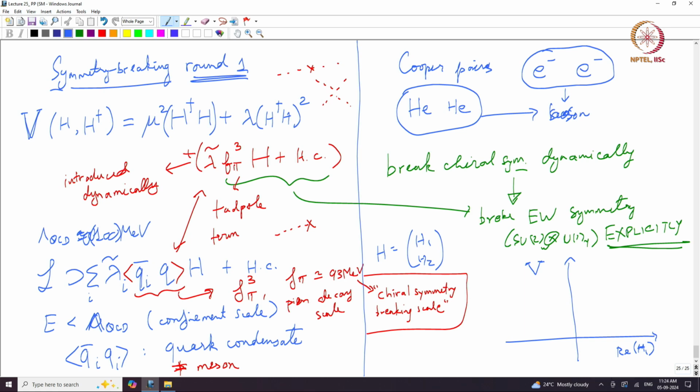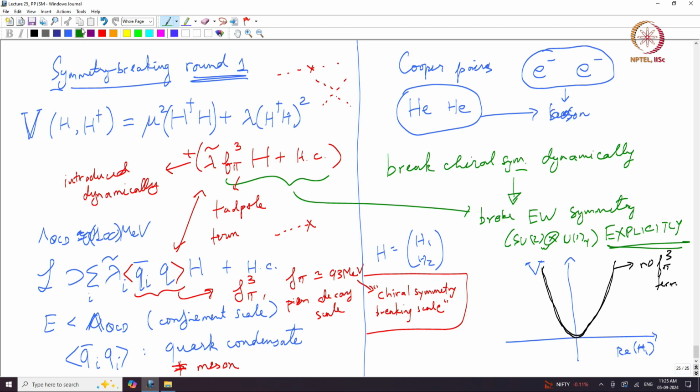Now, without the f pi cube term, how would it look generically? Down here it will look quadratic, correct. This is what the mu square determines, and then as I go to larger values of h, the quartic term will start dominating. So, I can imagine that the potential looks like this. Let me write, this is without the f pi cube term.